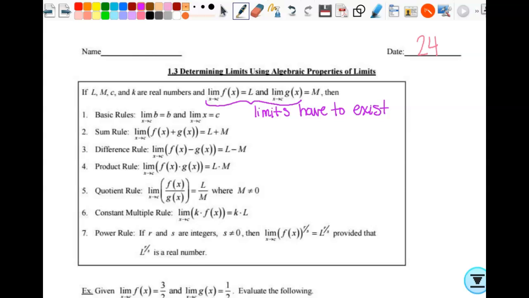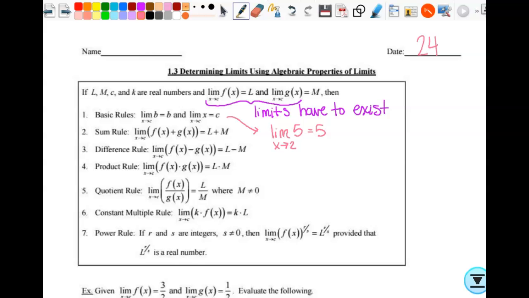So your basic rules, most of them are self-explanatory. I want to give you some examples for number 1 though. The limit of b as x approaches c equals b. So we could have the limit of 5 as x approaches 2. If you have something like that, it's just the limit of a number as x approaches whatever, the answer is just 5, because there isn't anything else going on there.